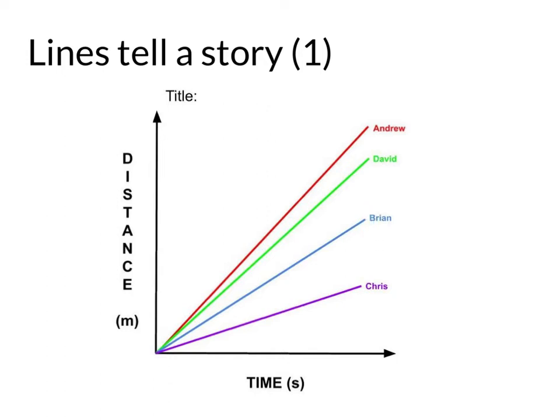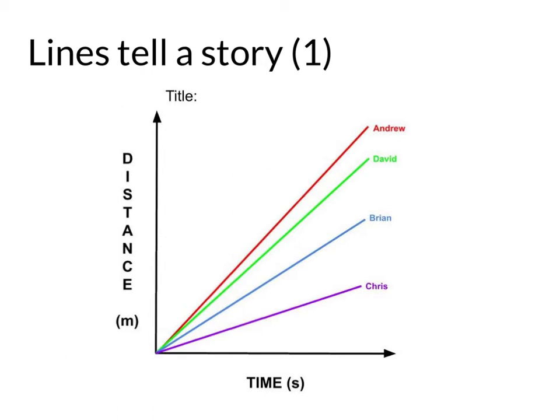Brian is the next furthest away. You can see he's moved a bit faster. David has moved a bit faster still, and Andrew was the fastest. If this was a race we were talking about, then Andrew would beat David, Brian and Chris. And we could, if we liked, measure it off the graph and see how far they've gone, and we know the time, so we could work out their speed. So sometimes we have to measure from the graph when it's got numbers on it.